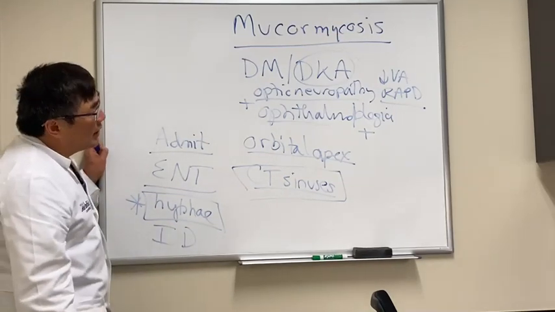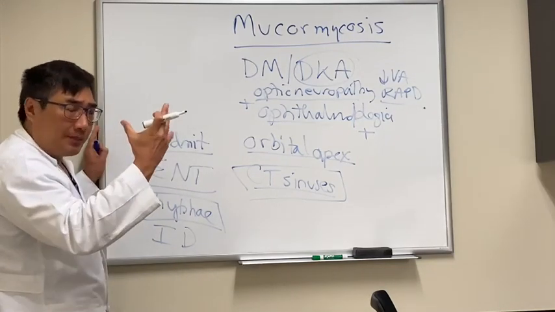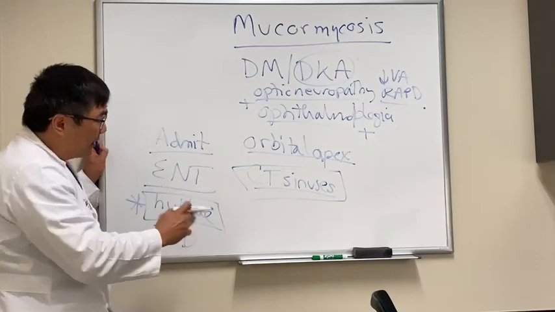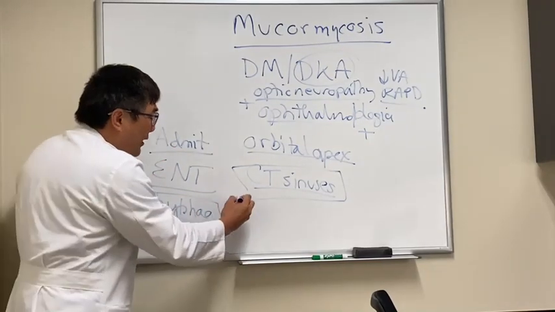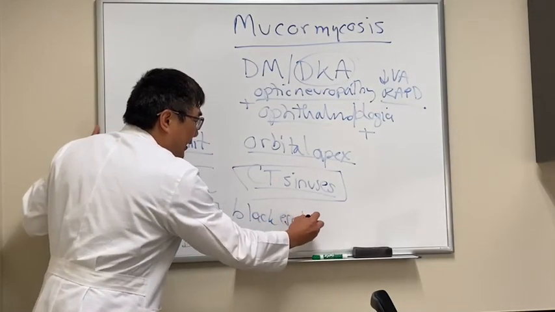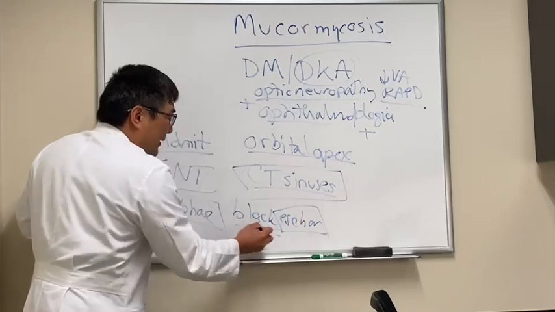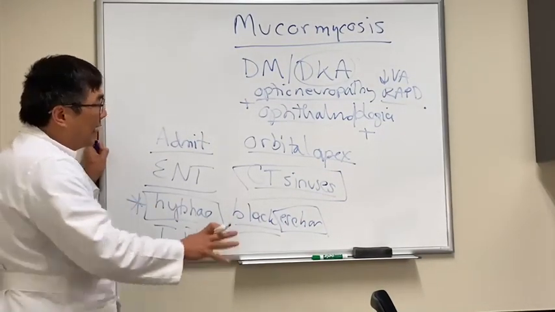And what we'd like to do is avoid having to have an exenteration of the orbit or a big destructive surgery. And so the medical therapy is where we're going to start in these cases. In the book, it says to look out for this black eschar, which represents the necrotic tissue, but that is an end-stage thing. Please don't be waiting for the black eschar.